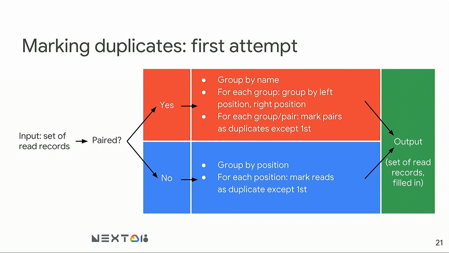In the case where they're paired, we need to do a little bit more work. The first thing we do is we group them by name to put the pairs back together. Remember, if two reads are paired, they have the same name, so by doing this, we get the pairs back. Then once we have the pairs, we group the pairs by their position tuples, so the position of each half. And if you have more than one in the same group, that means that both of their positions match, so they're duplicates, so we mark them, and we're done. So this is hopefully fairly reasonable.